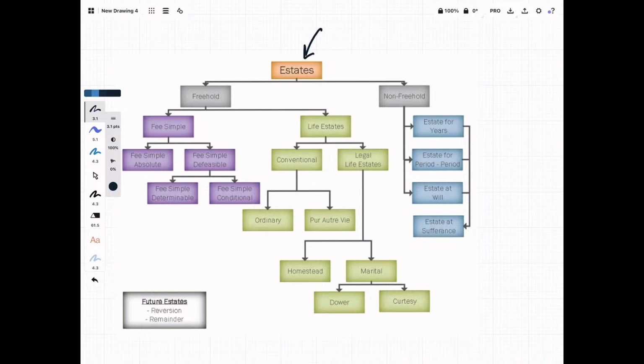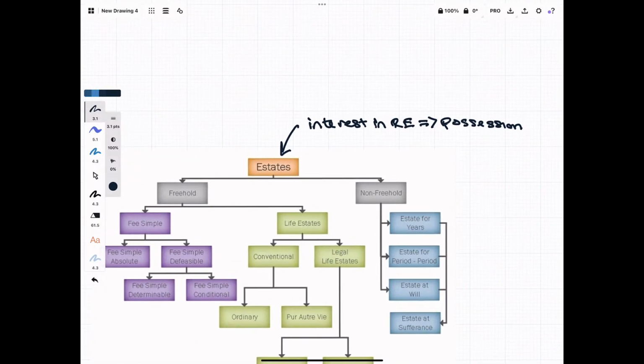So let's just start with estates in general. An estate actually means an interest in real estate that gives you possession. An interest in real estate that gives you possession, which basically means you can live there. That is an estate. And one of the things I know that they love to ask on a test is what's an estate versus an easement?